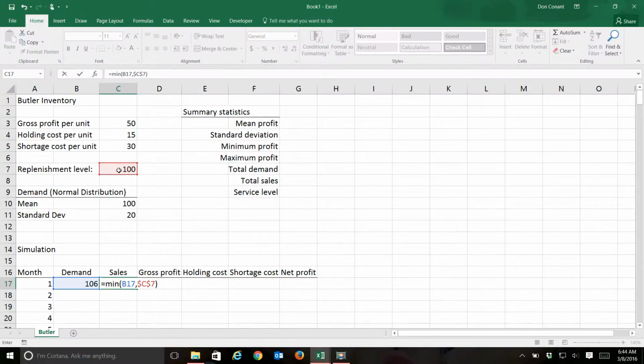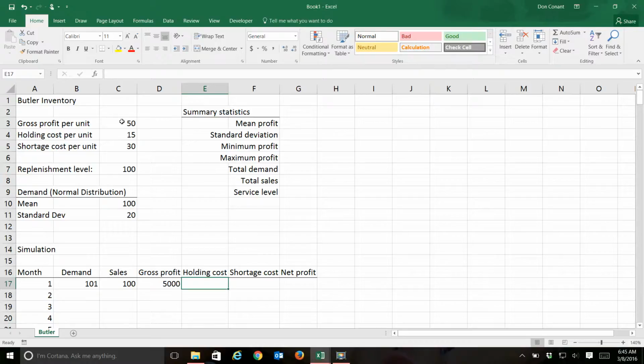What that means is if demand is less than 100, then we only sell what's demanded. So if demand's 90, we sell 90. If demand is 106, we only have 100, so we can only sell 100. We don't have 106. So we take the minimum of those two values, and that's our sales. See, demand here's 142. We sell 100. Gross profit is going to be what we sold times the gross profit per unit. So we'll take our level of sales for that period and multiply it times our gross profit per unit. We'll need to make that absolute.